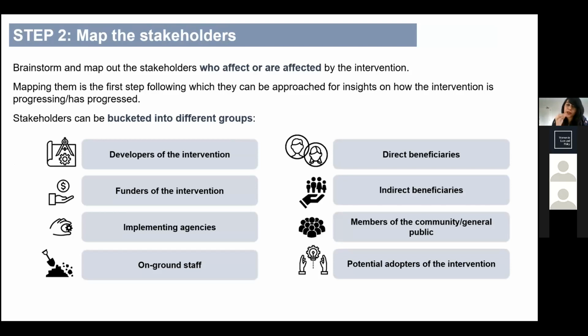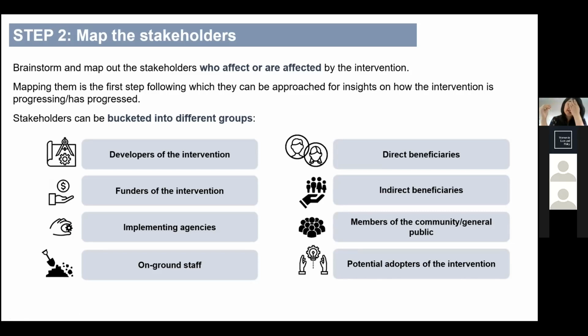And essentially, when you are evaluating something, you need to be able to ask questions. And who do you ask the questions to? You ask the questions to the stakeholders. So mapping them is the first step, following which they can be approached for insights on how the intervention is progressing or has progressed, because you need to understand from real-life people how an intervention is progressing. Those are the stakeholders, and they need to be mapped to be asked the right questions, using the right tools and the right data sources.